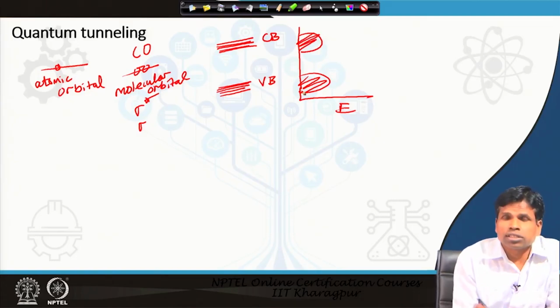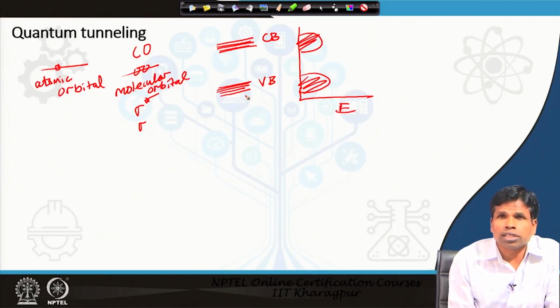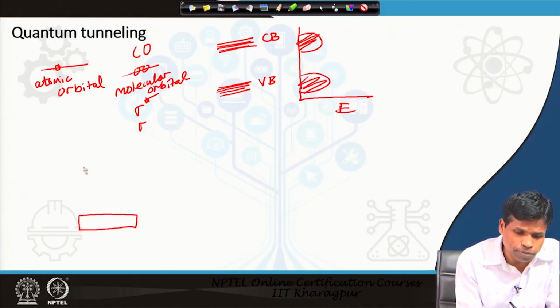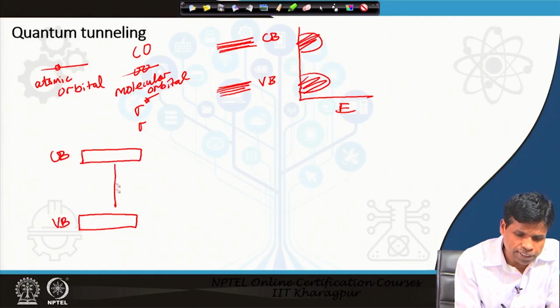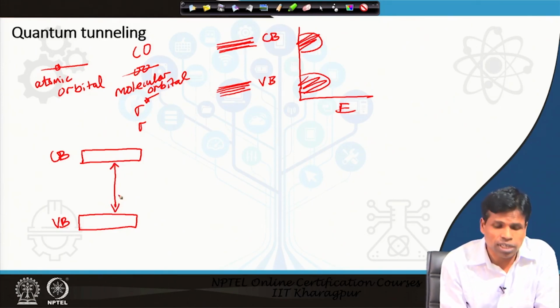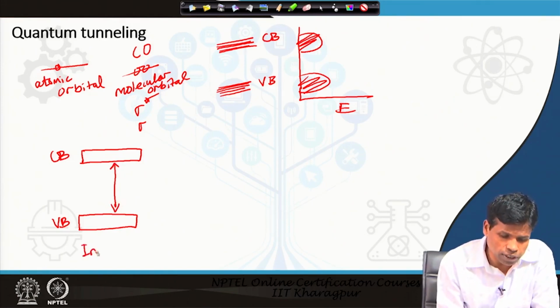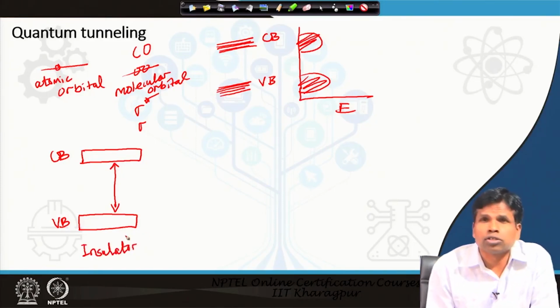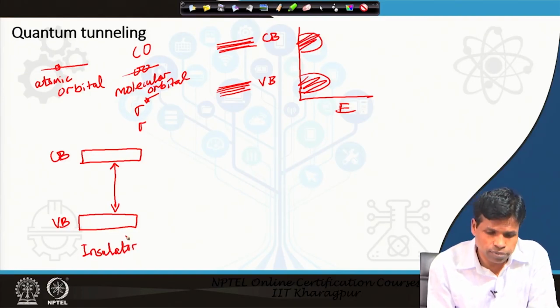And again, solids can be divided into 3 categories as far as their electronic properties are concerned. A solid can be an insulator. In the case of an insulator, there is a large gap between the valence band and conduction band, normally greater than 5 electron volt, 5 to 6 electron volt. We say it is an insulator, and here no tunneling of current occurs.